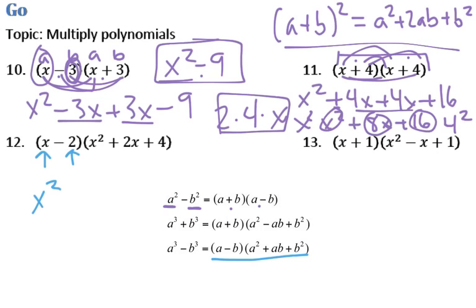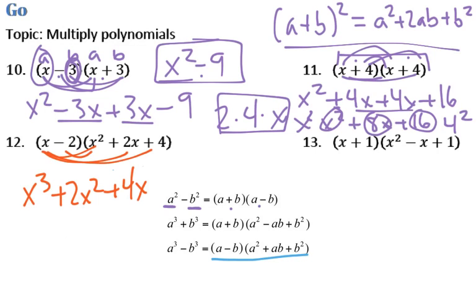So you'd end up with x cubed minus 2 cubed, which is 8. If you want to, you can FOIL that out and double check, or you can just trust me. Probably should show you that it works, shouldn't I? Be all good teacher-ish and whatnot. X times x squared is x cubed. X times 2x is 2x squared. X times 4 is 4x. Negative 2 times x squared is negative 2x squared. Negative 2 times 2x is negative 4x. Negative 2 times 4 is negative 8.